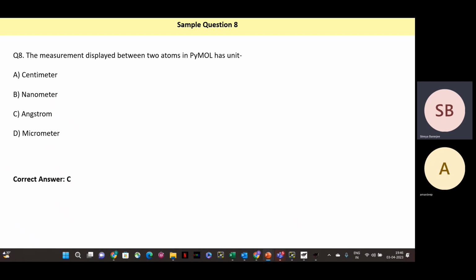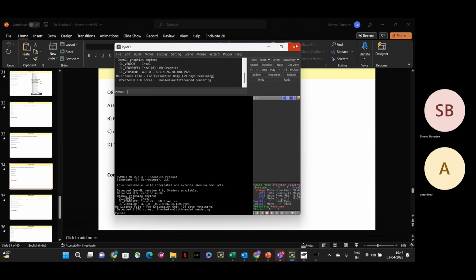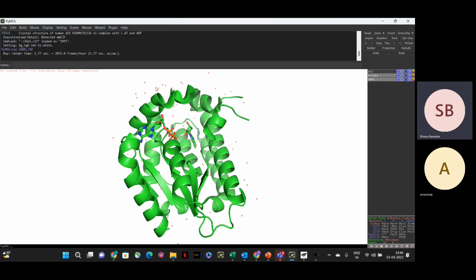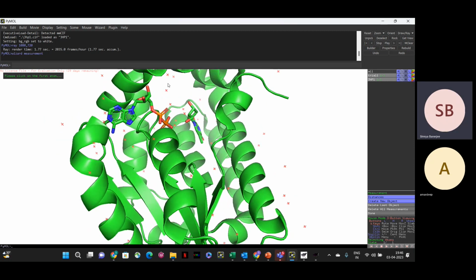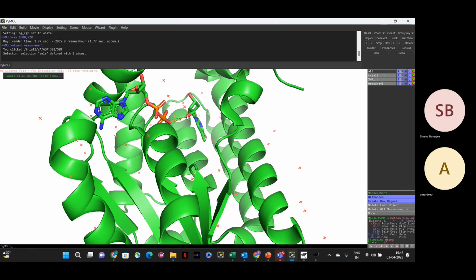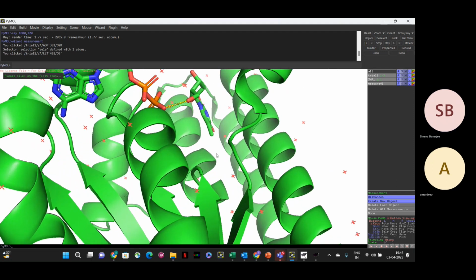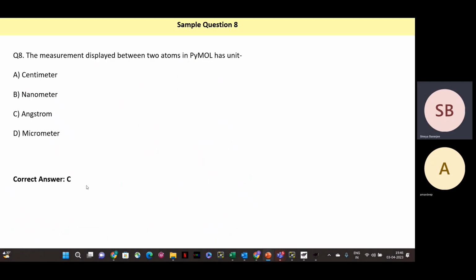Right. So the correct answer is angstrom. If we open PyMol and go to wizard measurement to find the distance between two atoms. Suppose I want to find the distance between this oxygen and this oxygen. Distance is showing 5.5. So the unit of this distance is angstrom. So the correct answer is C, angstrom.